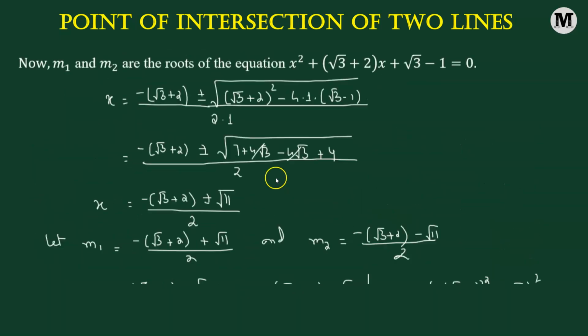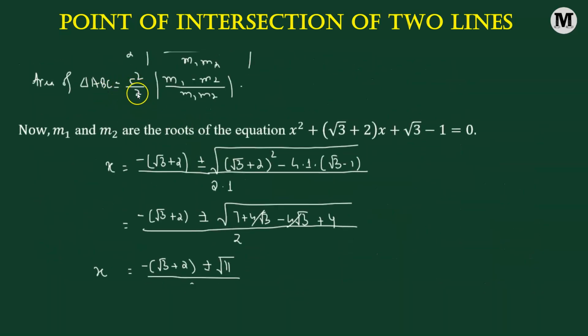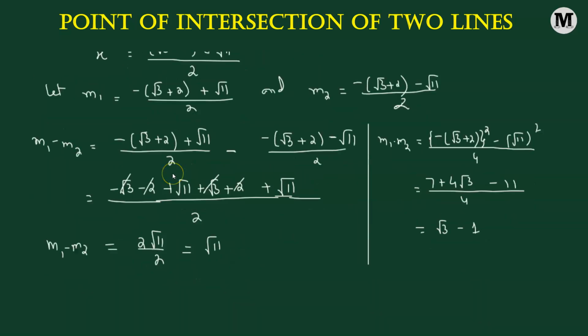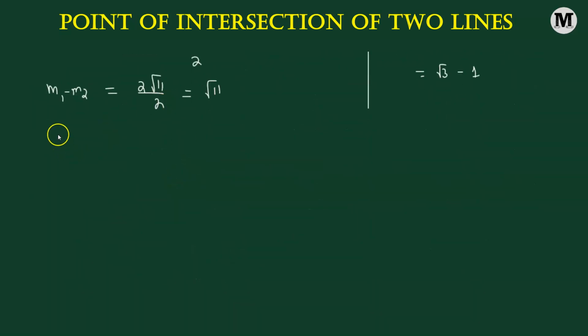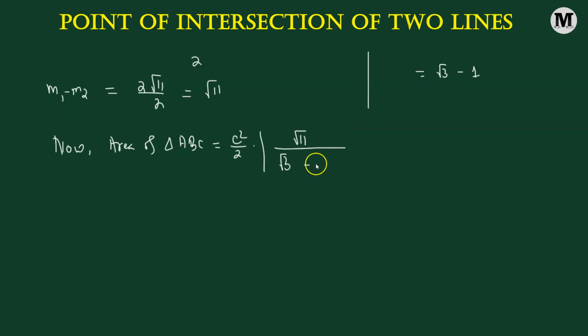Okay, so let's now find out the area of the triangle. We obtained it as c squared over 2 times the absolute value of m1 minus m2 divided by m1 times m2. So we have the area of the triangle ABC, that's going to be c squared over 2 times the absolute value of m1 minus m2, so that's square root of 11, divided by the product m1 times m2, so that's square root of 3 minus 1.